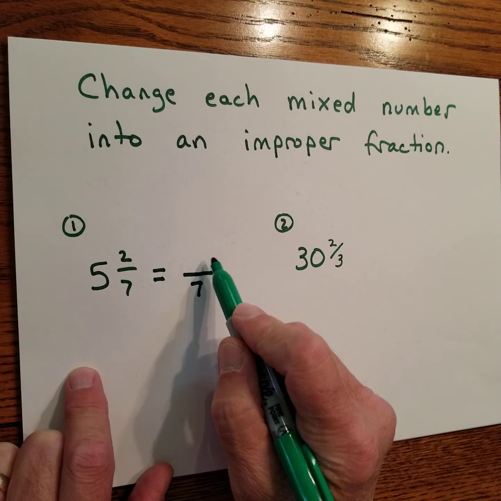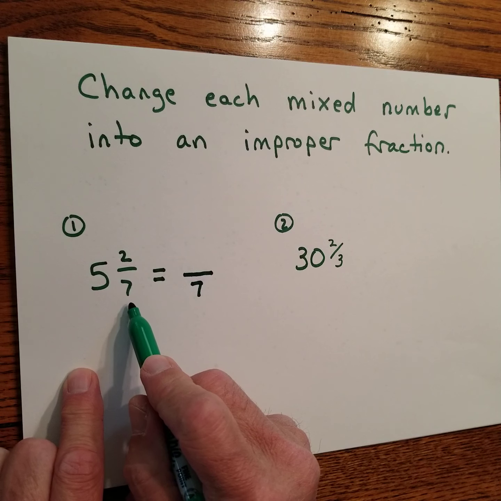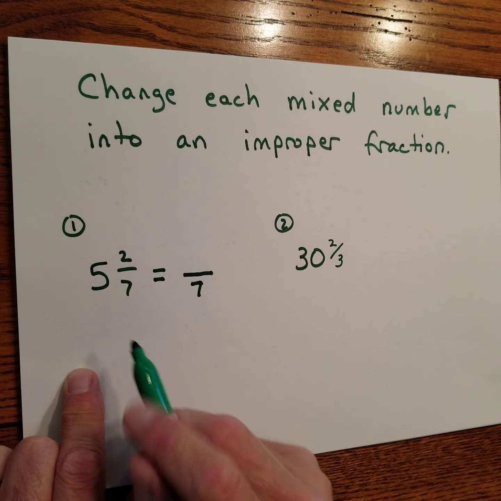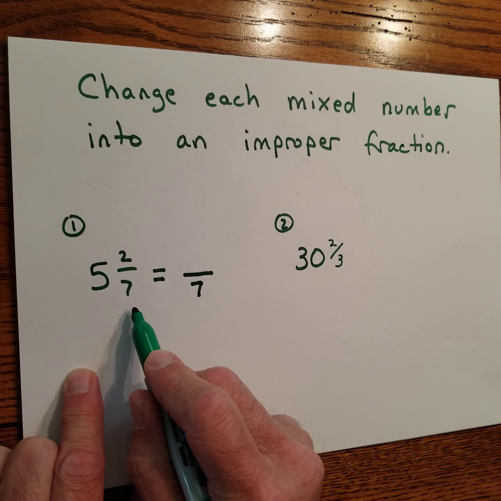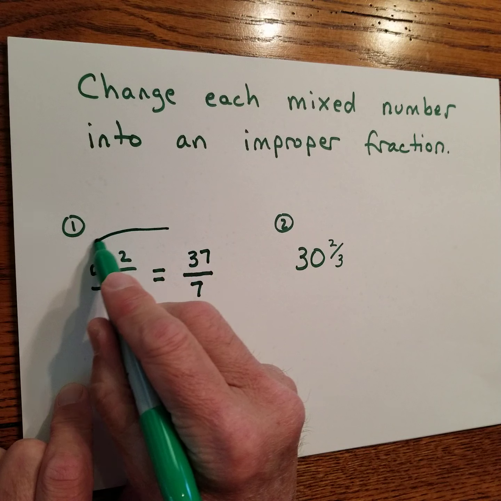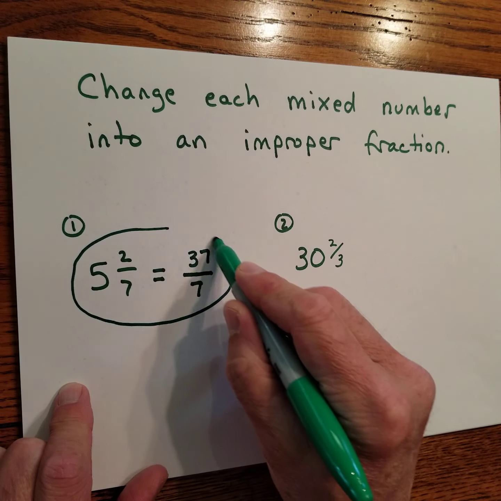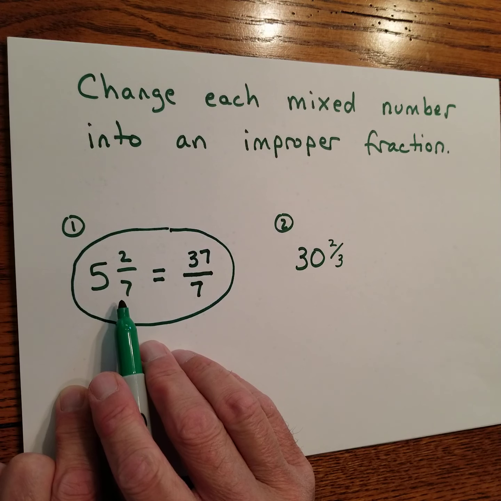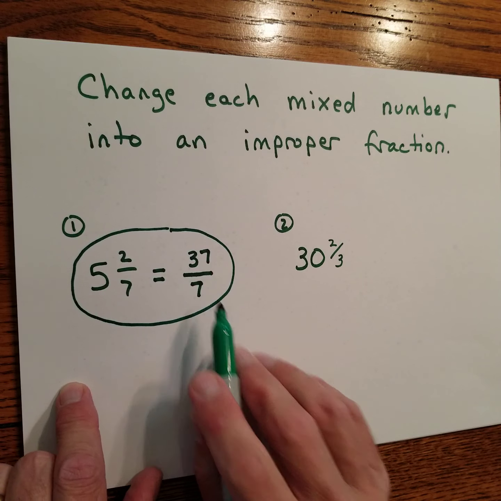To get the numerator, it's 5 times 7 plus 2. 5 times 7 is 35, plus 2 is 37. There's the way I want your work on your paper. Write the problem down, put the answer next to it.